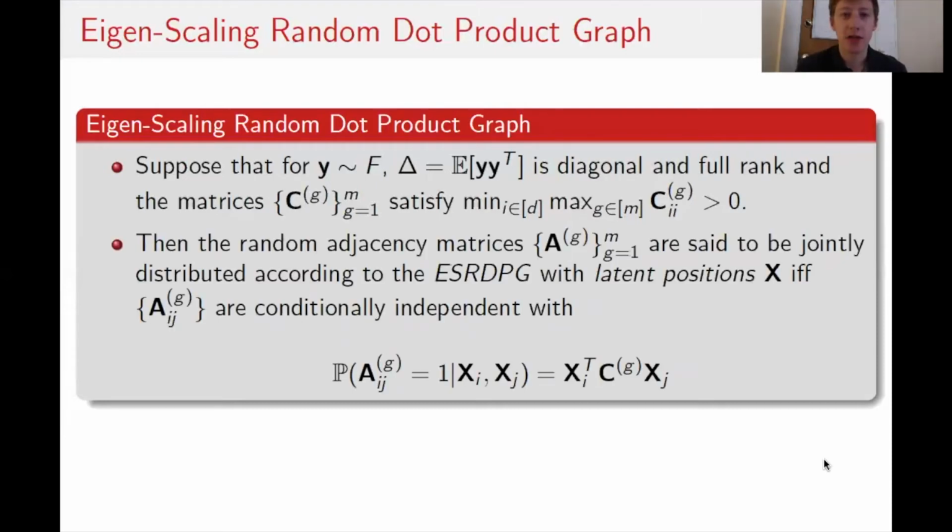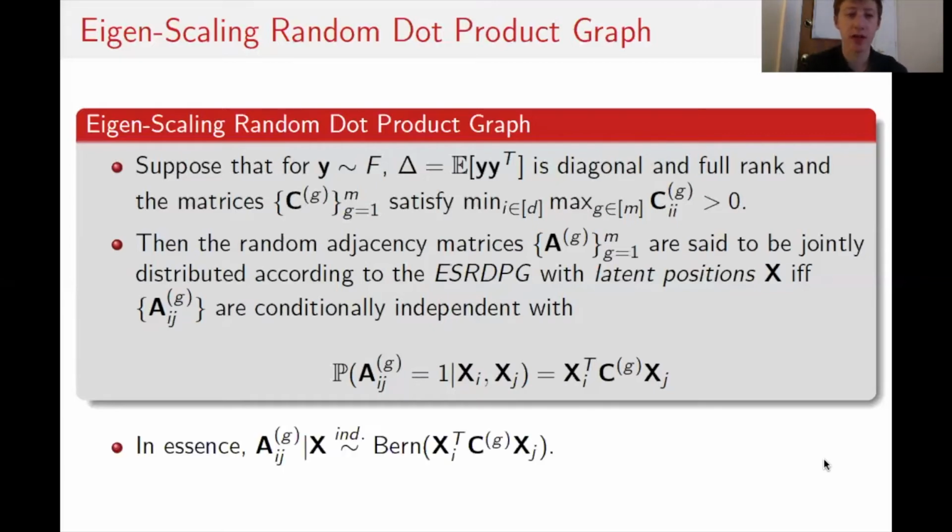With these assumptions, we say that a collection of random adjacency matrices, which we denote A, are jointly distributed according to the eigenscaling random dot product graph with latent positions X, if the A_ij^G are conditionally independent with the following form. The probability of node i and node j sharing an edge in graph G, conditional on their latent positions, is given by this weighted inner product. In essence, what we're saying is that the edge random variables, the entries of these random adjacency matrices conditional on X, are Bernoulli random variables, and the probability of seeing those edges is given by these inner products.